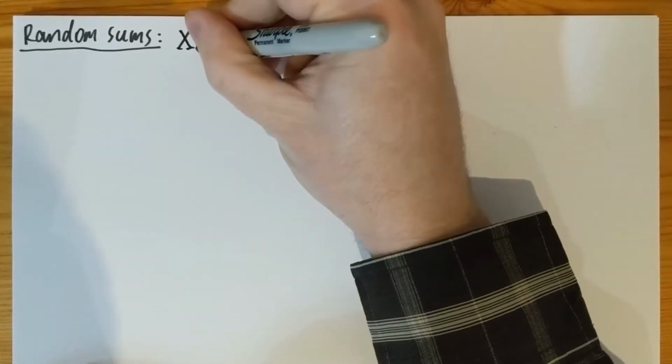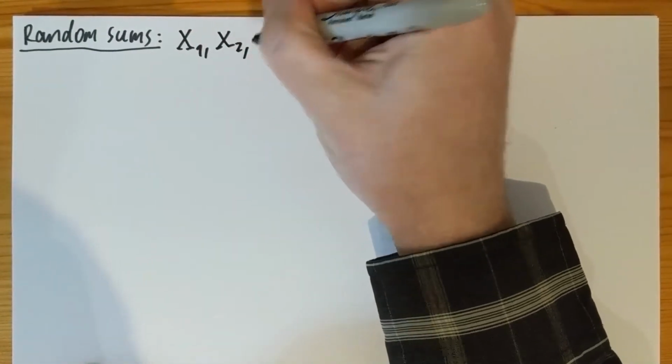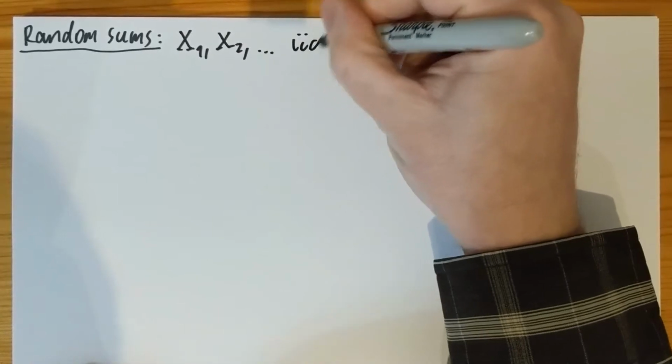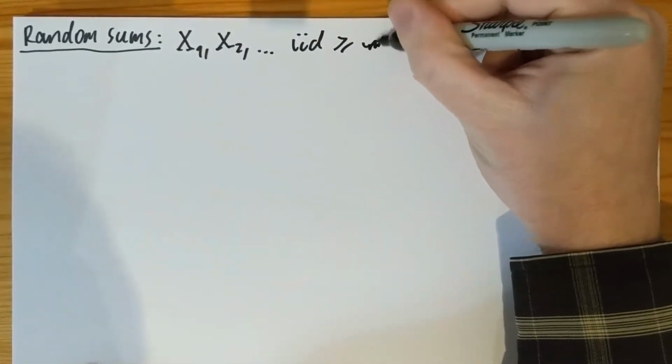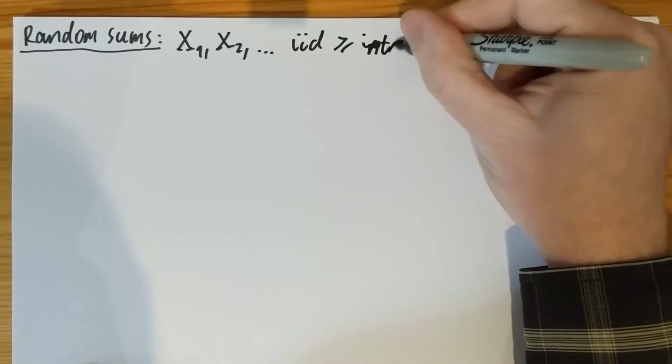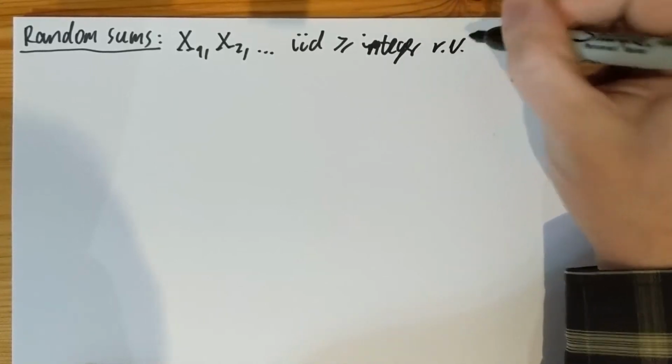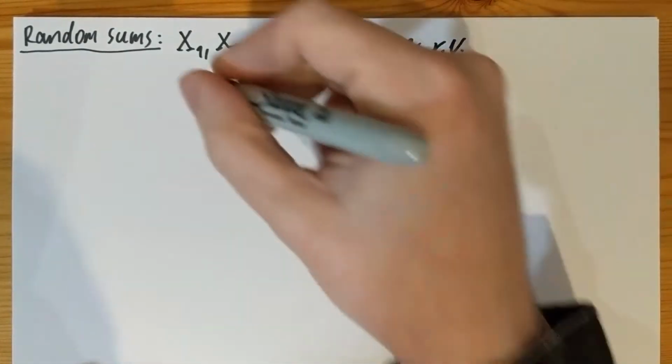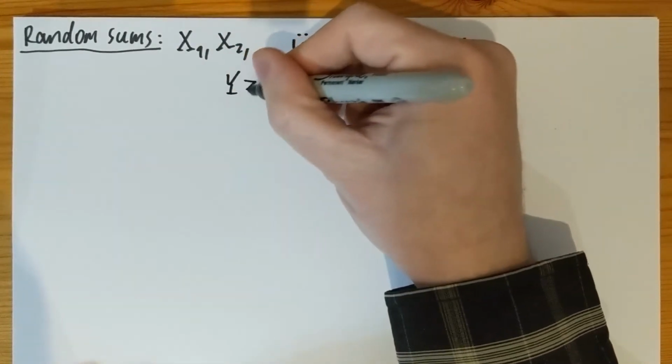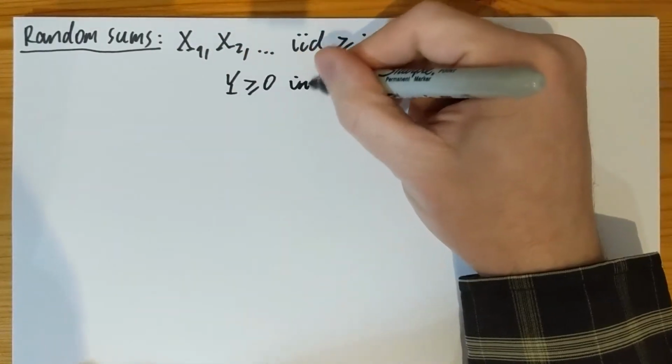Hi, generating functions give a very nice way of dealing with the case when we have a random number of variables to be summed up, and I would like to explore this here a little bit in this video. Our setup will be that we have X1, X2, and so on, non-negative integer random variables. RV stands for random variable as usual, and we have Y, again a non-negative integer random variable.